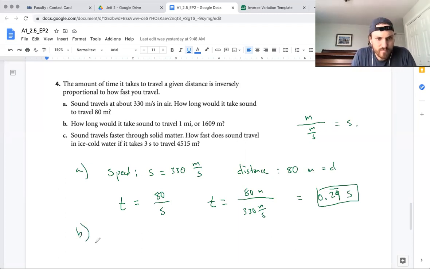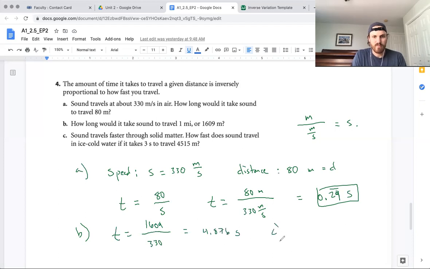Now for B, how long would it take sound to travel 1 mile, or 1,609 meters? Okay, so the time would be 1,609 meters divided by the 330 meters per second, right? Our distance has changed, so now we have to divide by a bigger distance. So 1,609 divided by 330 is approximately 4.876 seconds.